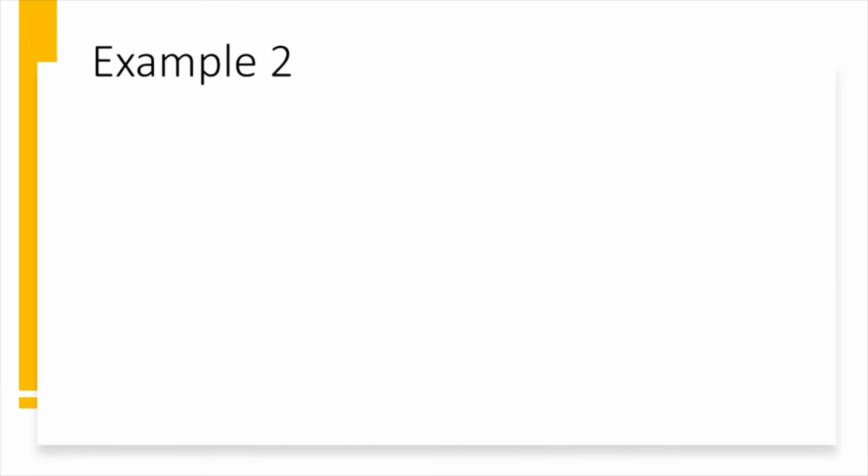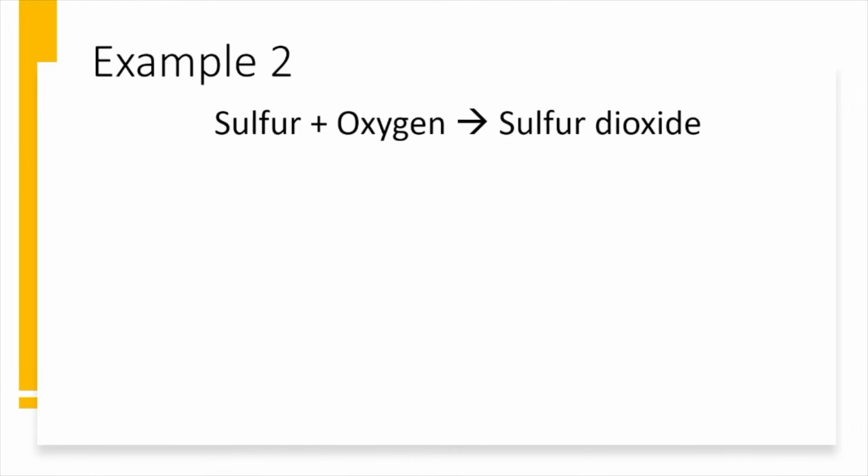Our next example is the reaction of sulfur and oxygen. Before we start there, sulfur is a yellow powder, and during the combustion of sulfur, meaning the ignition of sulfur, there will be sulfur dioxide that forms. So if we have a look at our word equation, we have sulfur plus oxygen, and it will give us sulfur dioxide. Our chemical equation is S plus O2, and it gives us SO2.